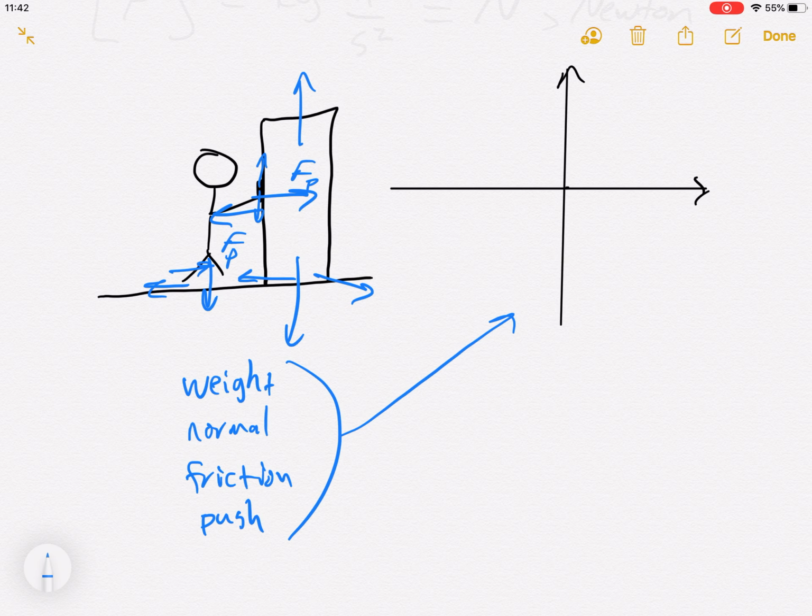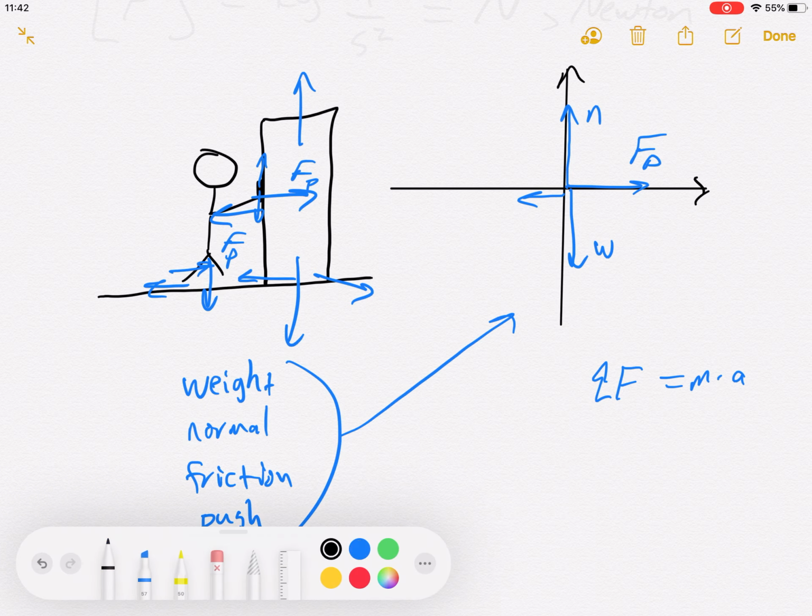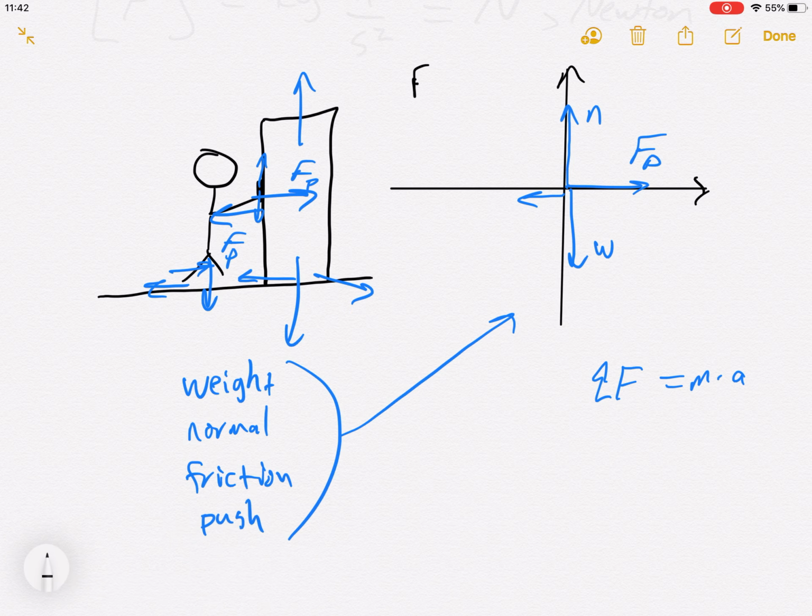Okay, so I would put these forces on this diagram. Weight acts down, so there's weight. And normal acts this way. There's normal. The push is here. Sometimes I do F sub P, and then maybe some friction this way. And then this lets me identify the sum of the forces, which is going to lead to an acceleration. What we've drawn here, the force vectors on this set of axes, is called a free body diagram.